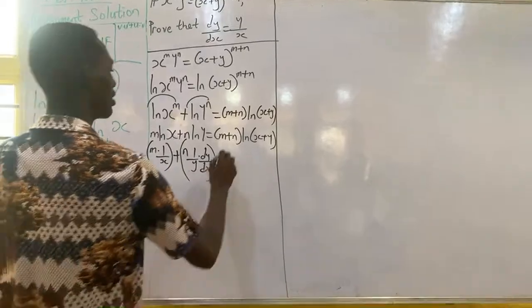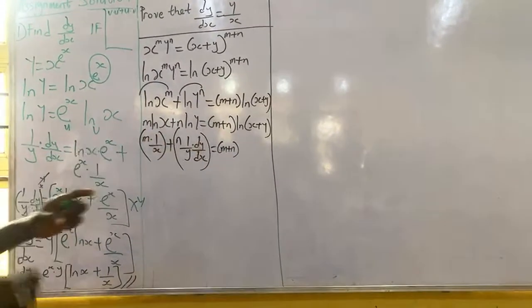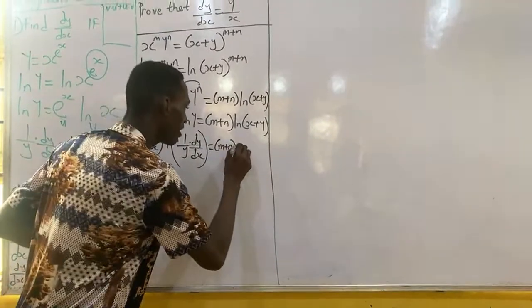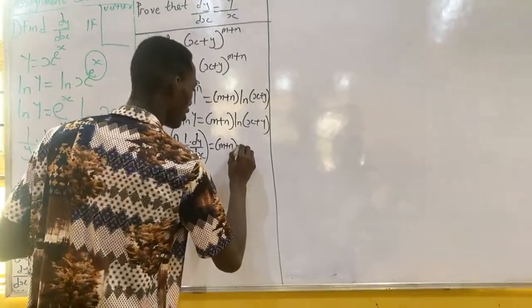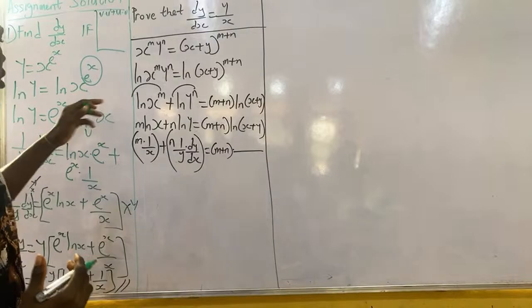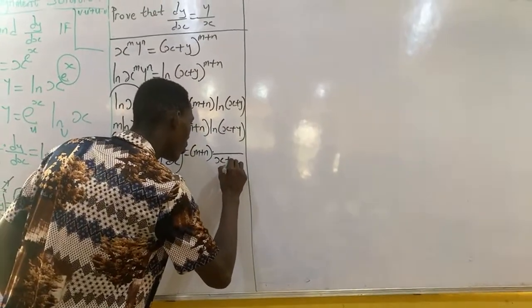Then this is equal to, let's write our m plus n. Now for this type of question, let me teach you how to find the derivative of this in the easiest way possible. Let's write this, the same step that we use in finding the derivative of ln. It will be what? x plus y.